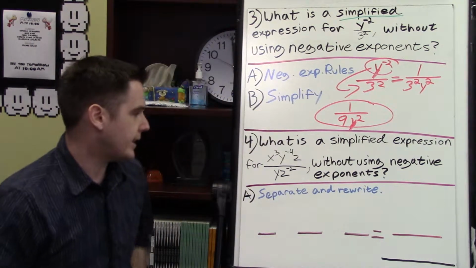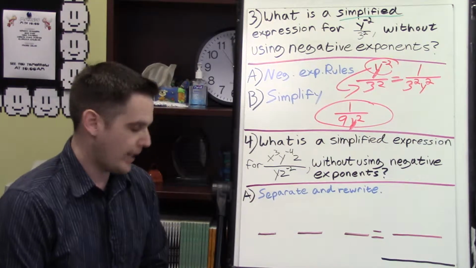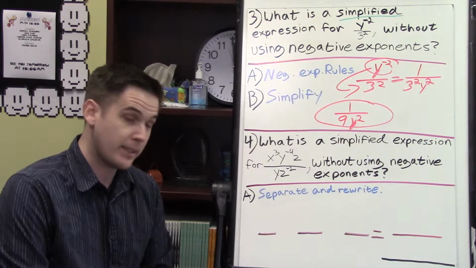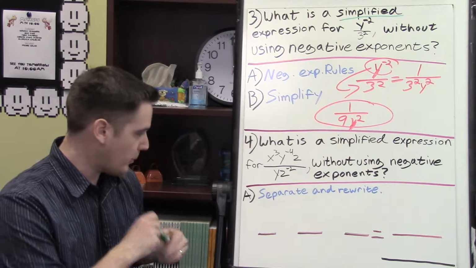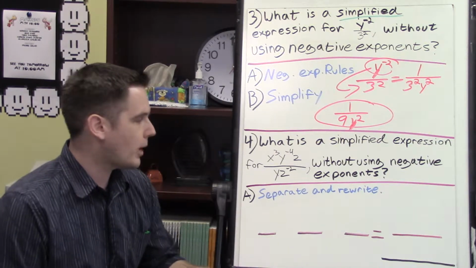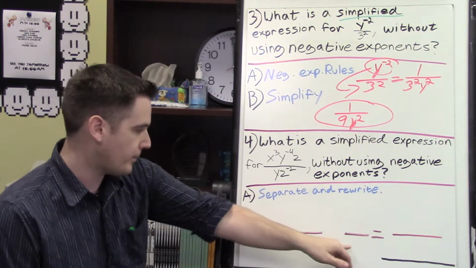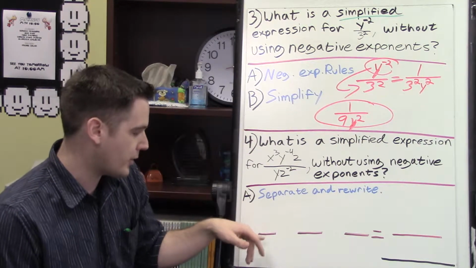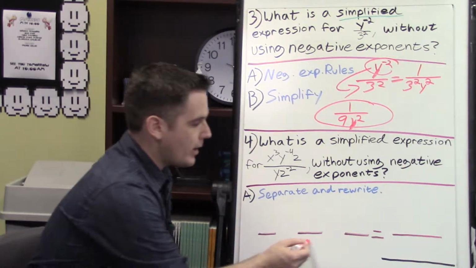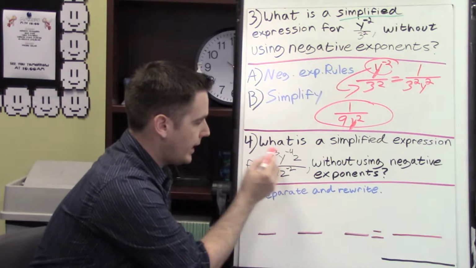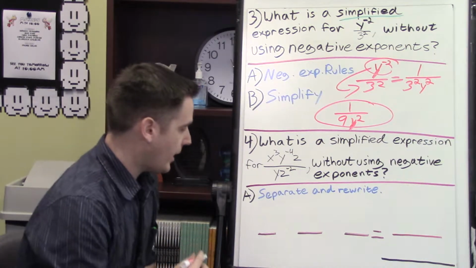Finally, what is a simplified expression for this monstrosity without using negative exponents? We did something similar in a different video earlier, so this will be a little bit of a review, but with a twist. So separate and rewrite, but you're going to separate by letters. I made 3 sections here, 3 fraction bars, equals, and this is where our answer is going to be. The reason I chose 3 is because I see 3 different letters, x, y, z, and there are no other letters top or bottom. And so now I'm going to rewrite.